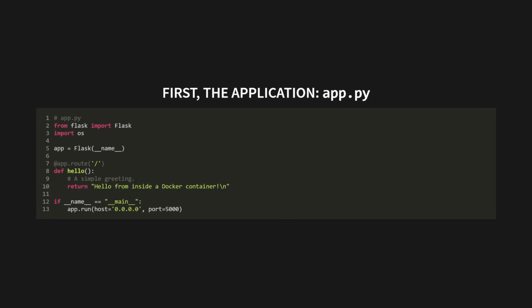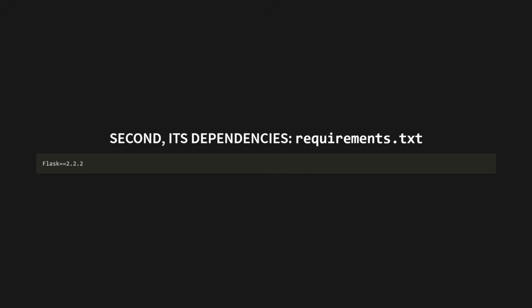As you can see, it's a basic Flask application. We import Flask, create an app, and define one single route. And what does it do? It just returns a simple greeting, hello, from inside a Docker container. Second, we need to list its dependencies. We'll put that in a file called requirements.txt. And for this app, there's only one.